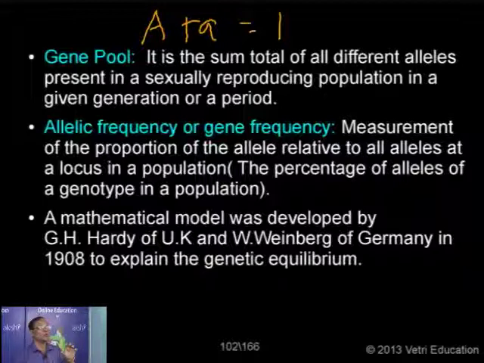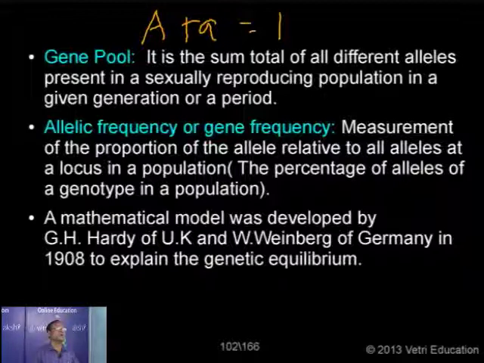So we can calculate the gene or genotype frequencies only for a sexually reproducing population, not for an asexually reproducing population. Because in most asexually reproducing populations, we have only one type of individual, namely homozygous dominant or homozygous recessive. So from that we cannot calculate the gene frequencies or genotype frequencies. The sum total of different alleles present in a sexually reproducing population in a given period or given generation is called gene pool.